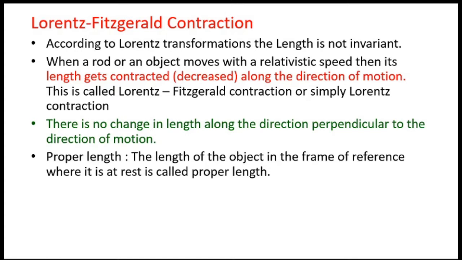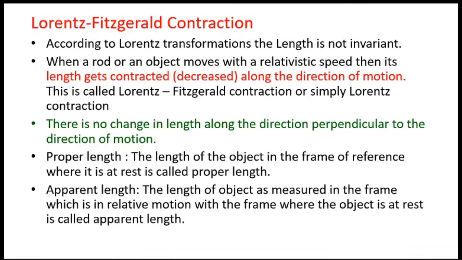In our previous example which we have seen, the rod was kept in the frame S dash and the frame S dash was moving, but the rod was at rest in the frame S dash. Therefore the length of the rod in the frame S dash, which we have taken L0, that is the proper length.